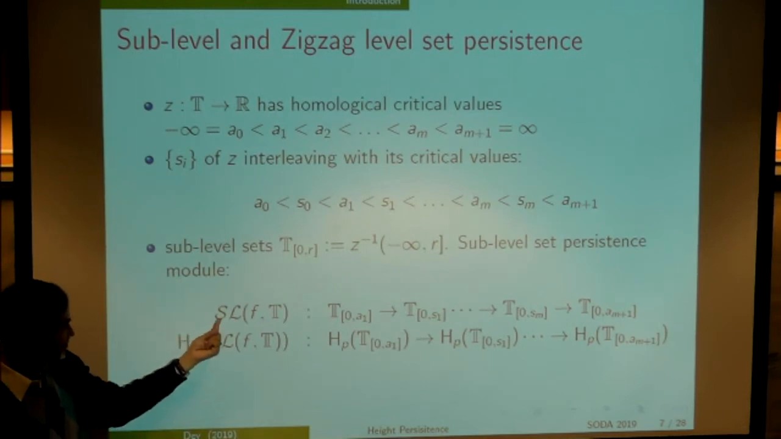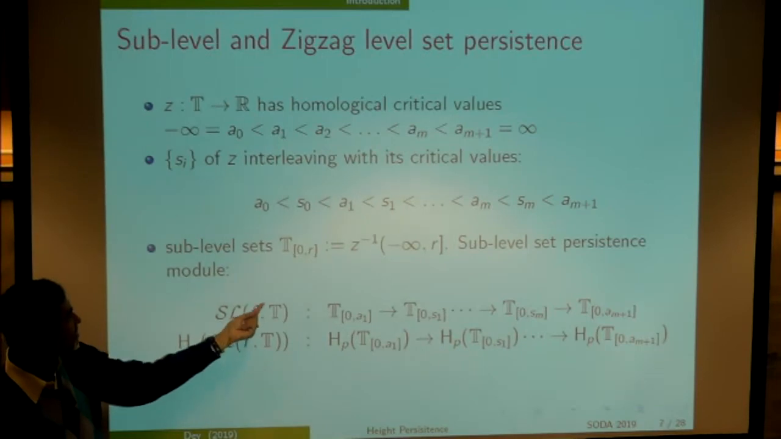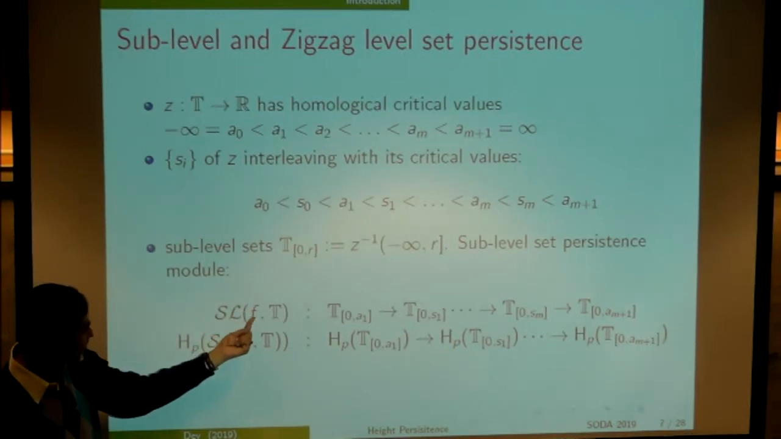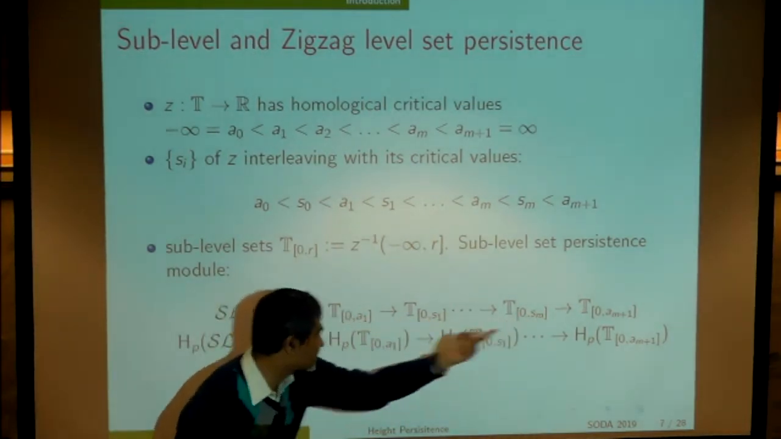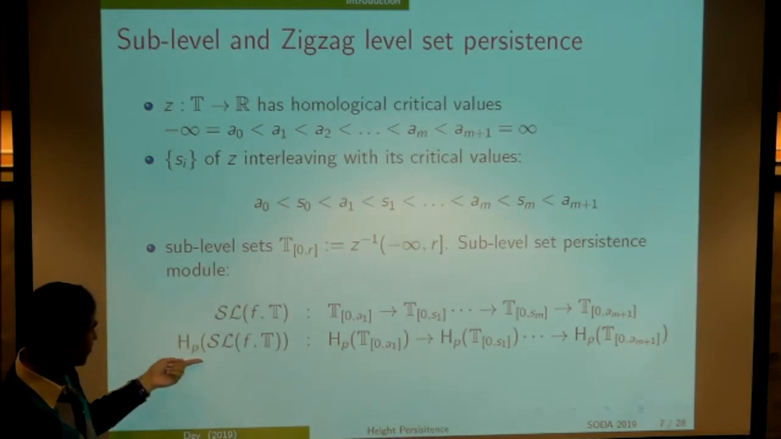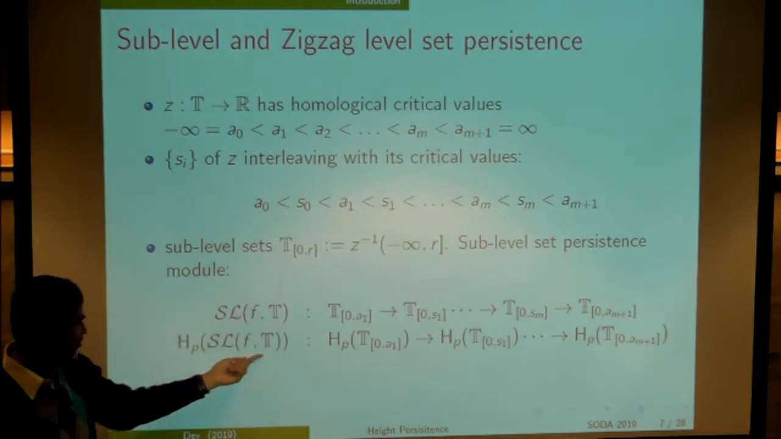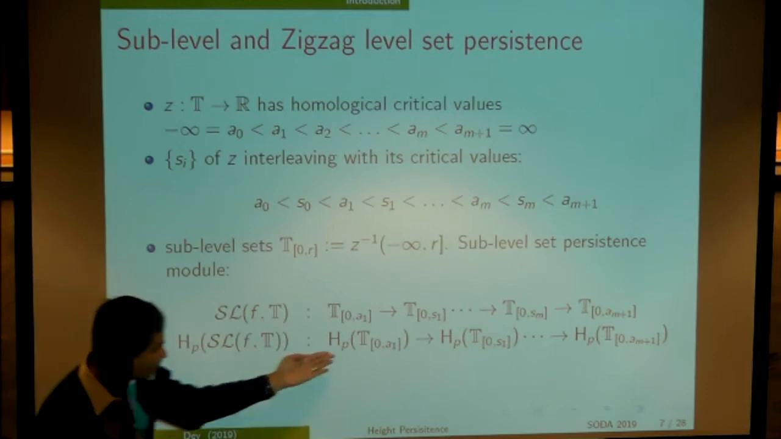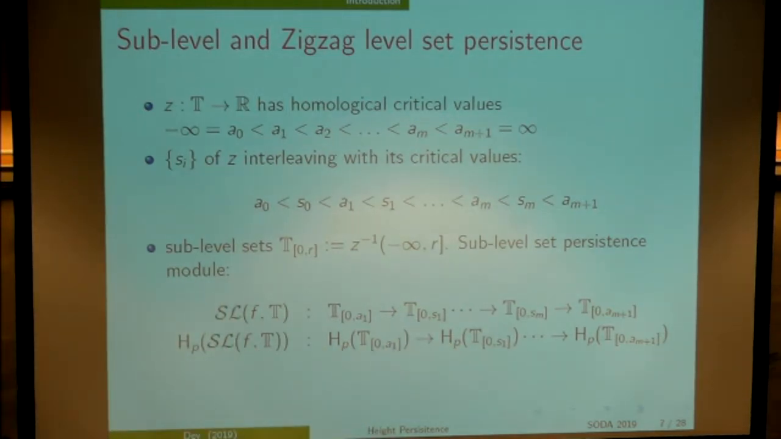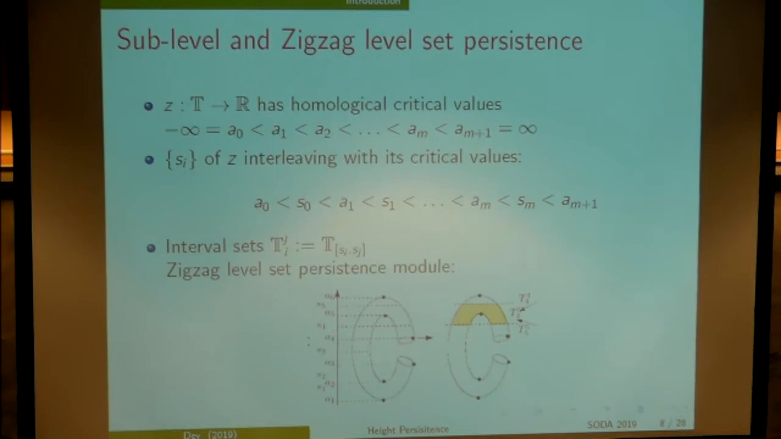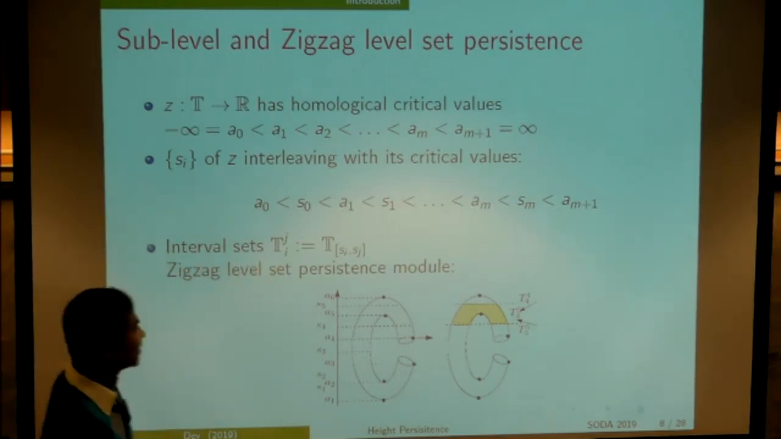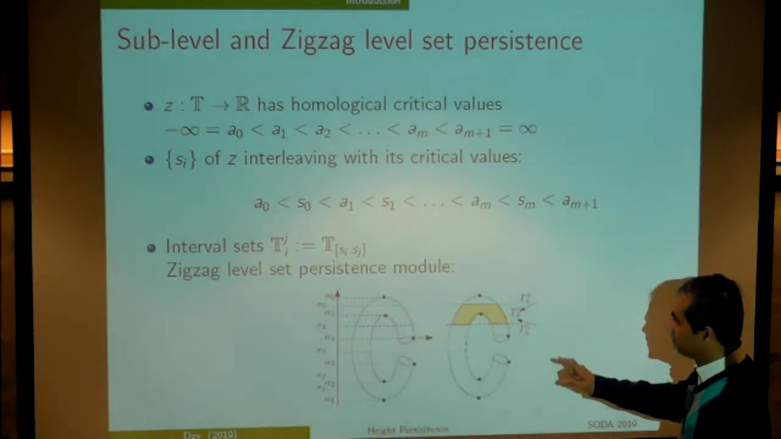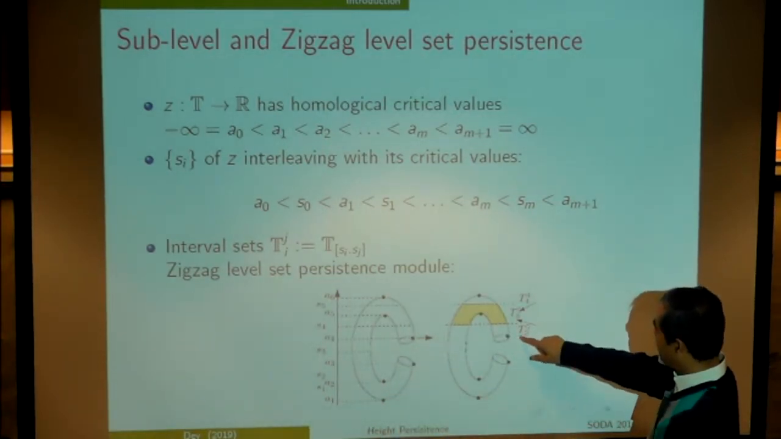The sublevel sets persistence, I call it sublevel. So the sublevel sets with respect to the function Z on T is nothing but this sequence of sublevels, and then I get the homology persistence module HP SL of Z, T, which I already told you. These are the sublevel sets, but the interval sets, or the zigzag level set persistence, is as follows. You define interval sets T_ij as the interval between two intermediate values. So for example, here T_4,5.